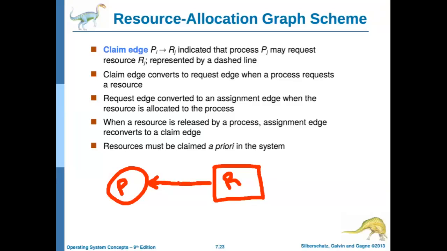This is assignment. Resource is assigned to process P. Once process P is done with this resource, the process will release that resource. Again, the same edge will be converted to the claim edge. That is how it works. So claim edge, request edge, assignment edge: three types of edges. Any doubt in this?